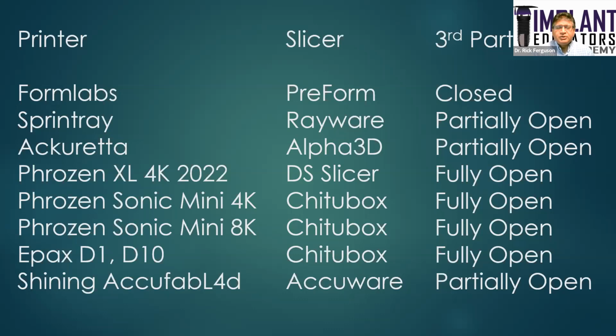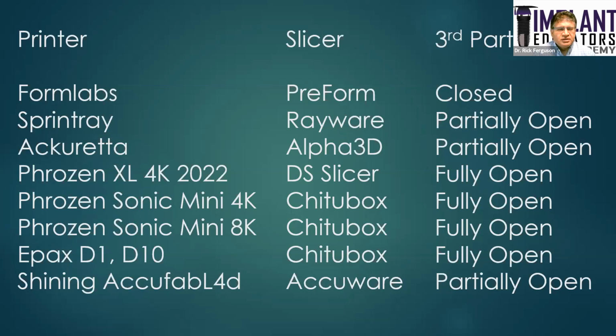And these printers that you see on here, all of them actually that are on the screen come with dental resin settings built in already. But the Frozen XL 4K is kind of like the Formlabs, SprintRay, and Accuretta, in that depending on the type of model you're printing, they'll recommend certain settings. The Frozen line of products are fully open products, in that you can actually go in and change the settings and figure out your own resin settings for a particular resin that maybe is not in there already.